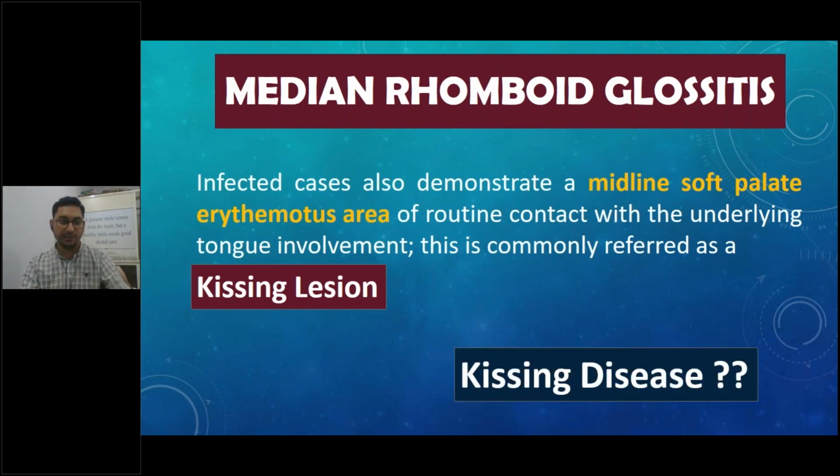Now, if this is kissing lesion, then what is kissing disease? Again, a question for all of you, just to see how much you remember oral pathology. I need an answer in this group. So if kissing lesion is median rhomboid glossitis, then what is kissing disease? Perfect. Epstein-Barr virus disease, okay, not bad. Infectious mononucleosis caused by Epstein-Barr virus, okay. Right, so kissing disease is basically infectious mononucleosis.